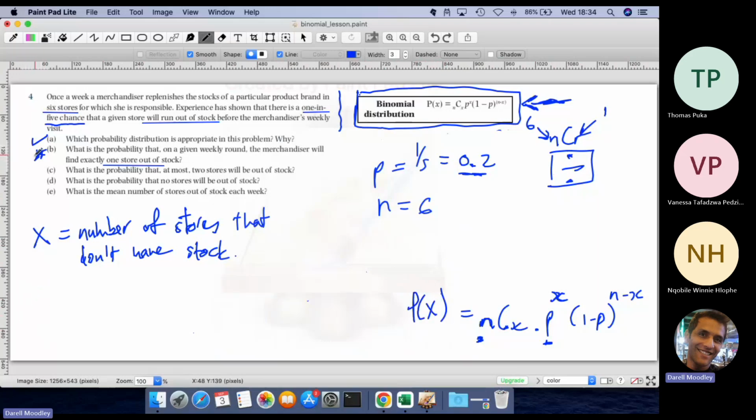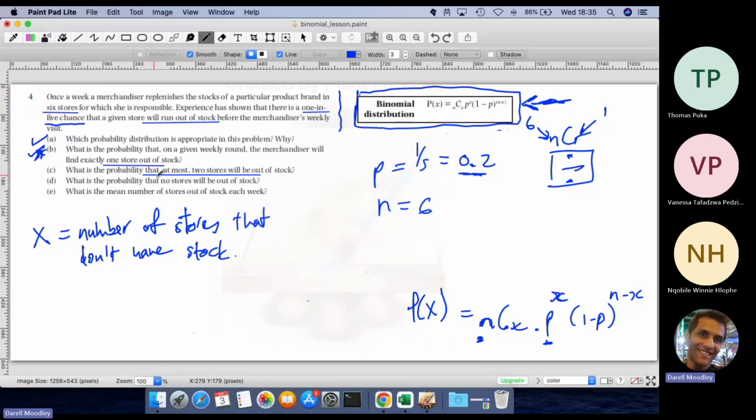Okay, question C. Now, I'm done question B. Question C is, what is the probability that at most 2 stores will be out of stock? Now, it's very important you understand what at most means mathematically. So I'm going to give you 3 options here, and you need to tell me in the chat which is the correct one. Please give this a shot. Doesn't matter if you get it wrong. I need to see that you're trying.